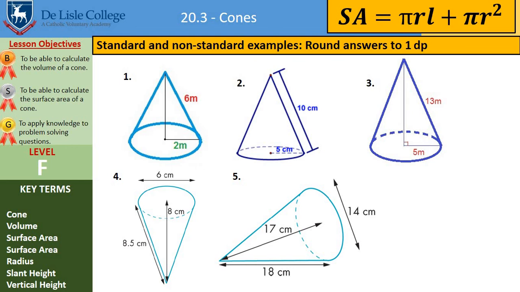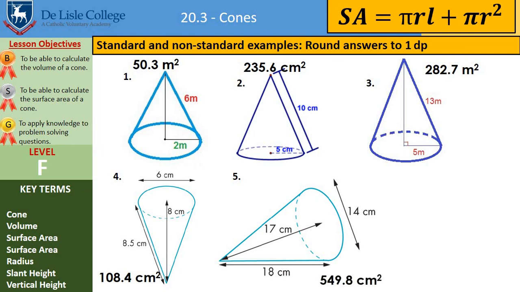Right, brilliant. So our answers should be 50.3 metres squared, 235.6 centimetres squared, 282.7 metres squared, 108.4 centimetres squared, and 549.8 centimetres squared. Now, if you put your answer in terms of pi, it doesn't tell you to do that here. If you ever have to leave your answer in terms of pi, you will explicitly be told to do it, okay, because it's more unusual.